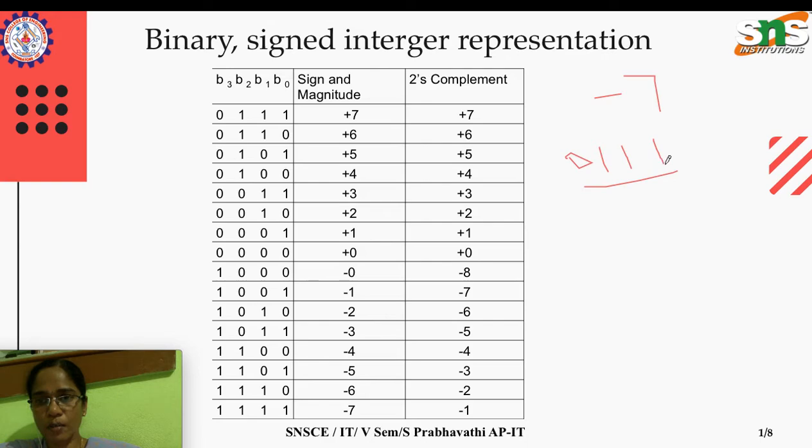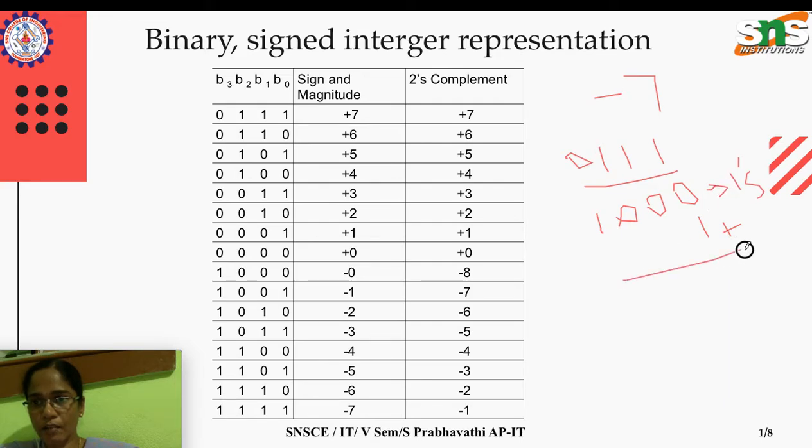The 1's complement of this +7 is nothing but changing 1's to zeros and zeros to 1's. That's it, so we get 1 0 0 0. This is the 1's complement of 7, and after that we need to add 1.